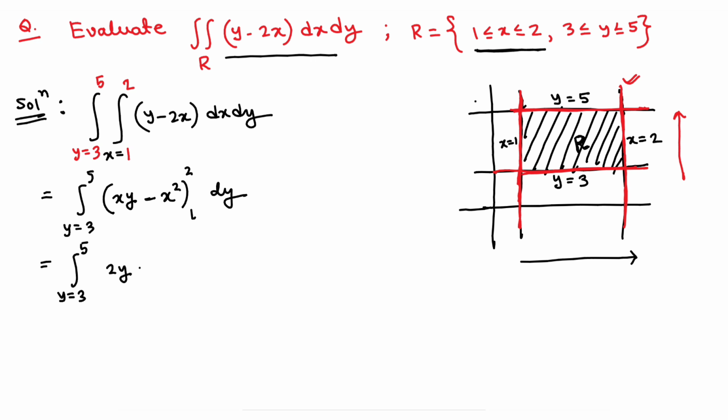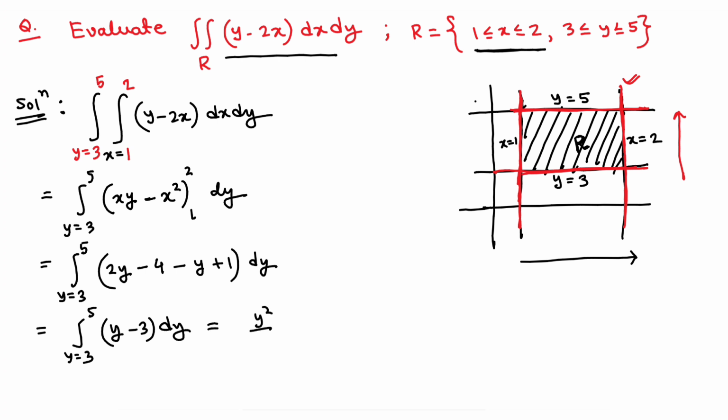So this is 2y minus 4 minus y plus 1 dy. This is equals to, let's simplify first, y equals 3 to 5, so 2y minus y, that means y, minus 4 plus 1, that means minus 3 dy. So you are getting y square by 2 minus 3y.